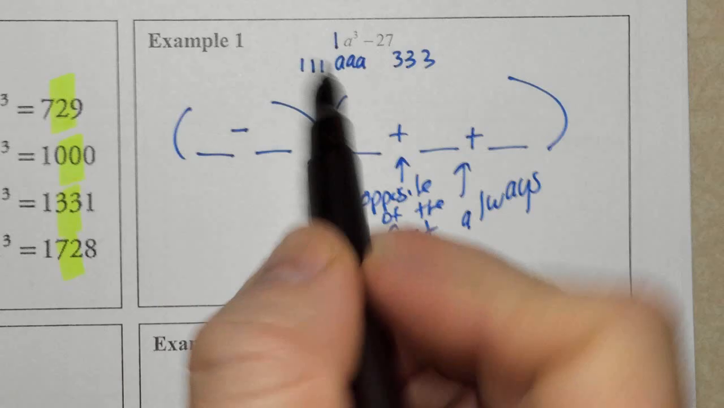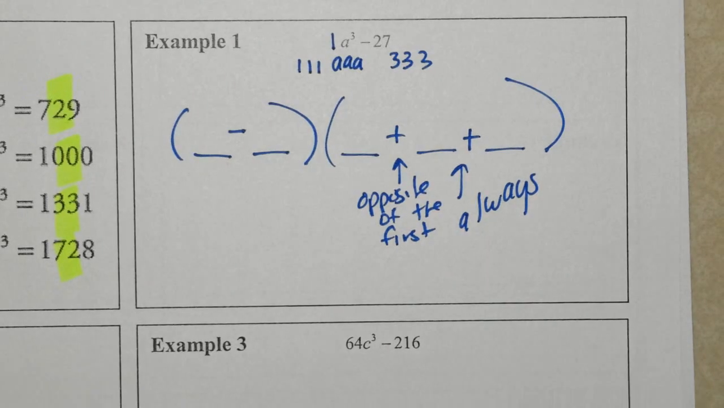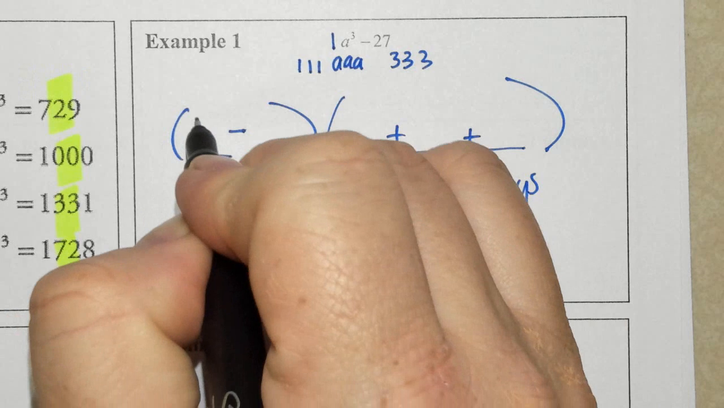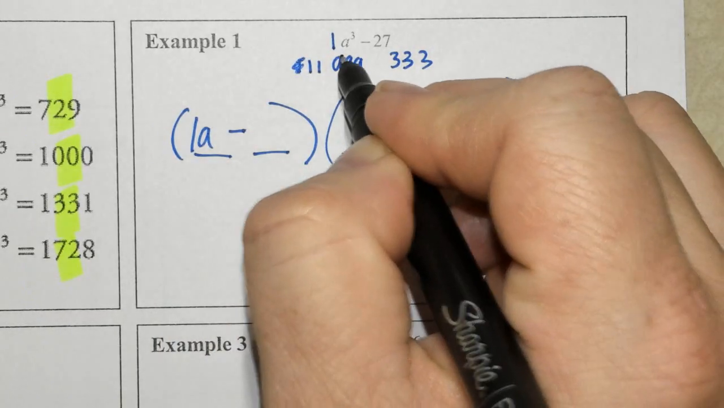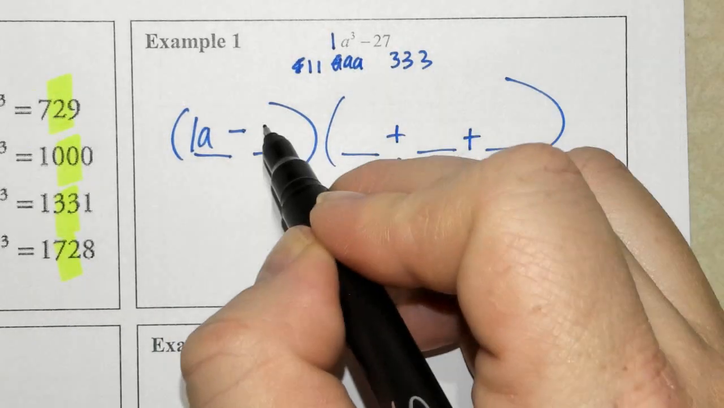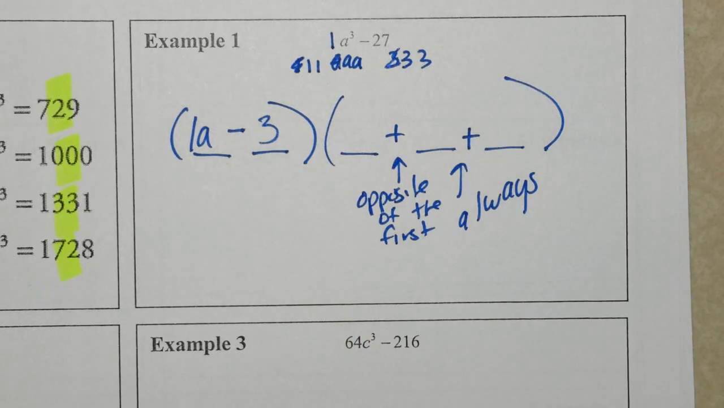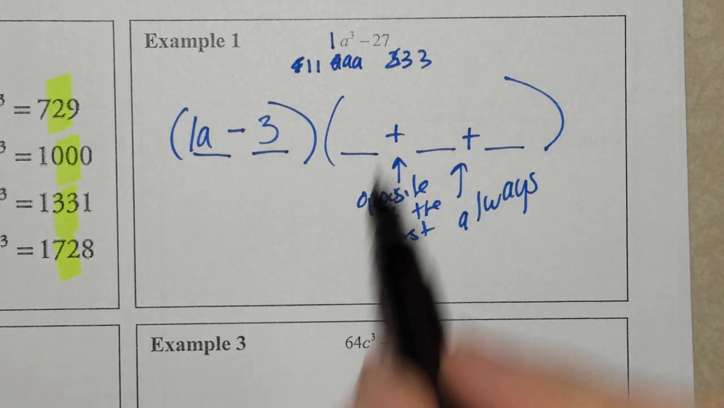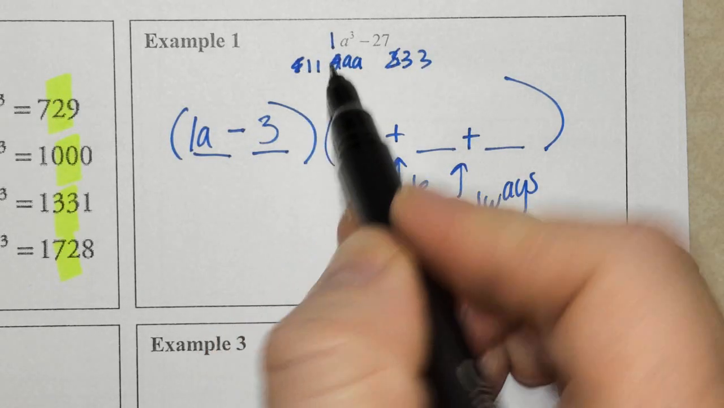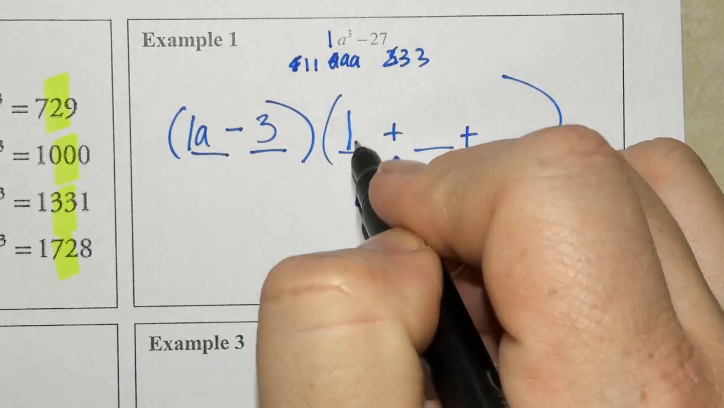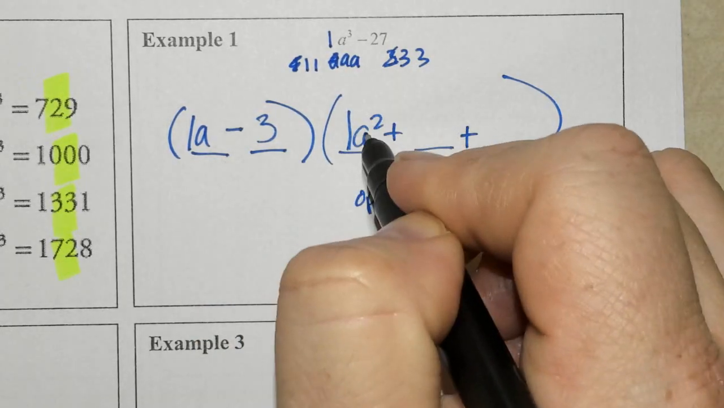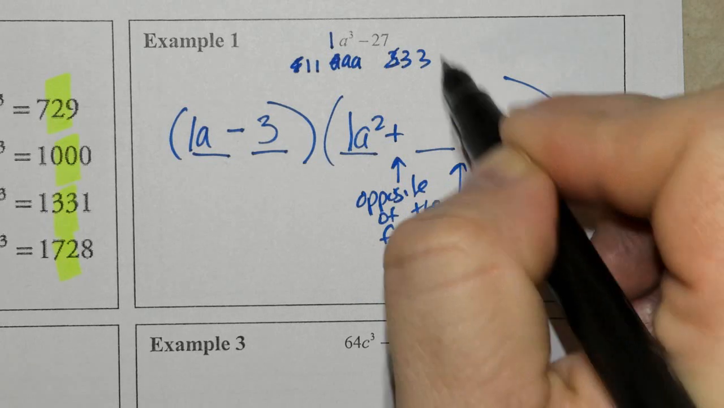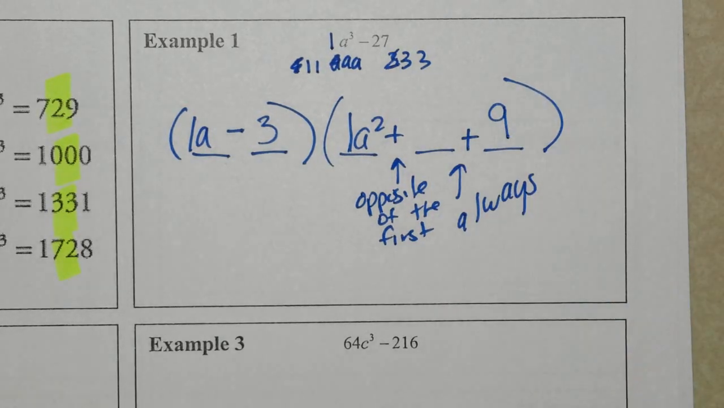All right, so 1 and A come from the front, so I put a 1A in front and then I cross it out. And 3 comes from the back, so I put a 3 in back. In the second parentheses, I have 2 1s left. 1 times 1 is 1. A times A is A squared. They come from front, they remain in the front. 3 times 3 is 9. It comes from the back and it remains in the back.